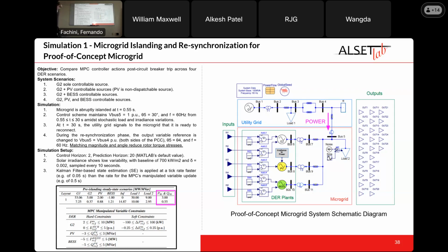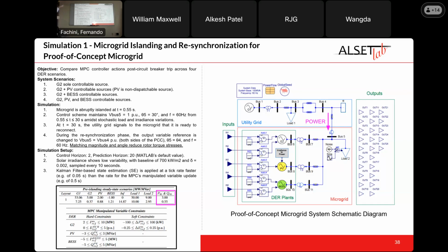The first one only has G2. The second one has G2 plus PV. The third one is G2 plus the battery. And then the fourth one has all of the units being controlled in the microgrid. And the simulation that I ran is that the microgrid is abruptly islanded at t equals 0.55 seconds.